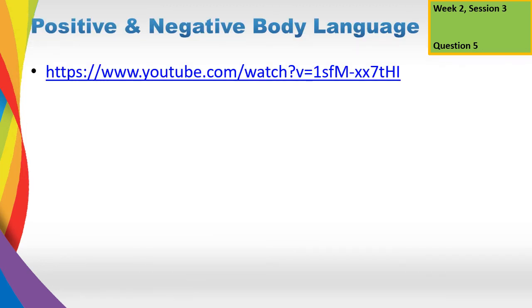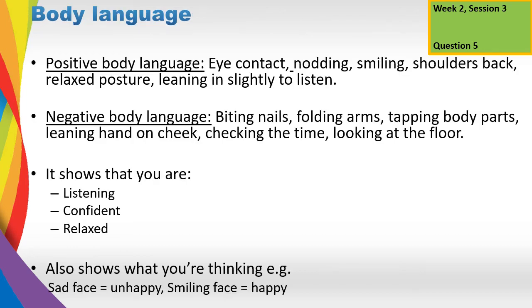Another video here for positive and negative body language. I would like you to try and have a look at that. Again, I'll leave the link in the description bar down below. So positive body language, what is it? It is making eye contact with people. I know some people sometimes find that a bit tricky, especially with things like anxiety. People on the autistic spectrum also find that quite tricky. But eye contact is a positive body language.